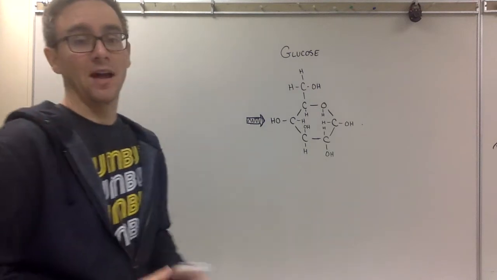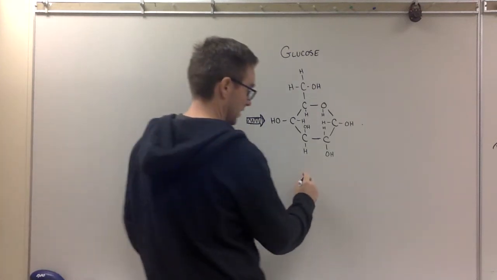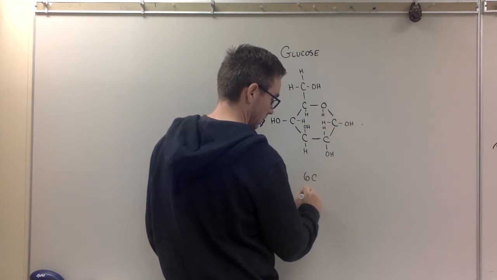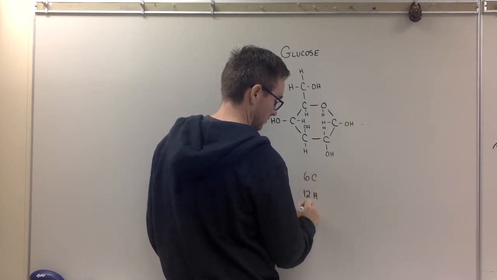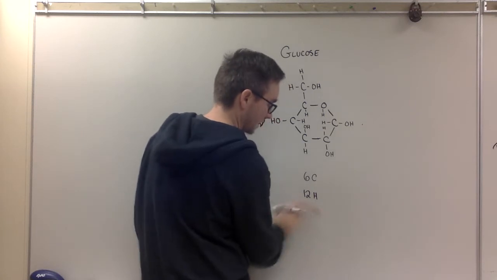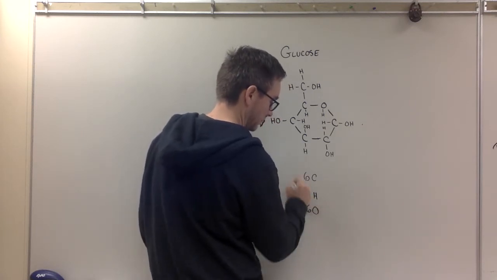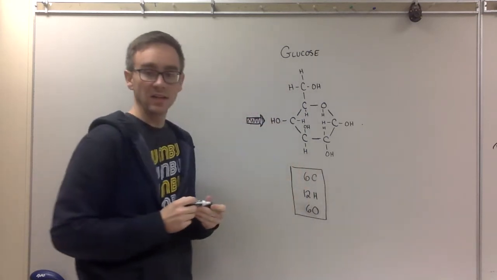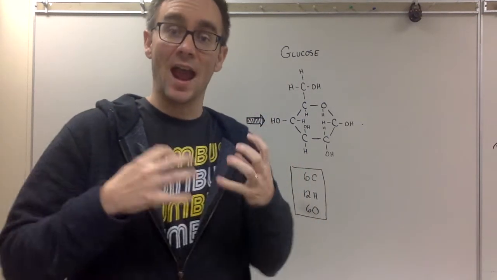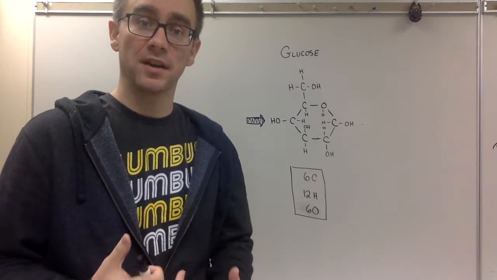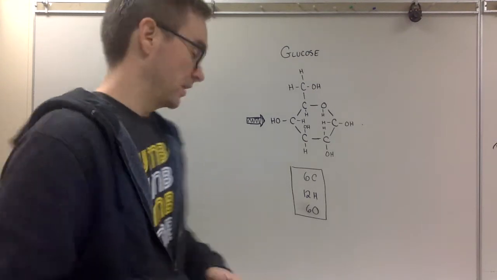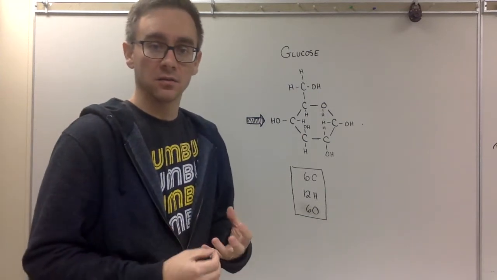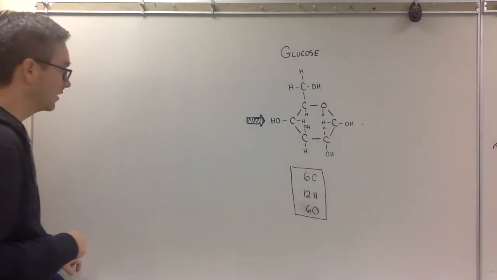It is made up of several atoms. It's made up of 6 carbons, 12 hydrogens, and 6 oxygens. So that's what I need. That's the atoms I need to create my glucose. And so we're going to talk a little bit about what we can do to get that glucose molecule.